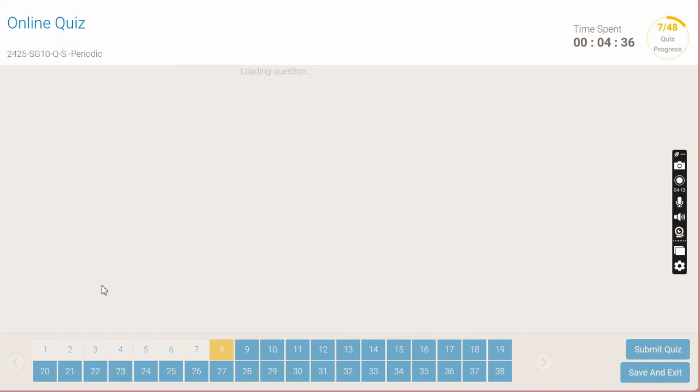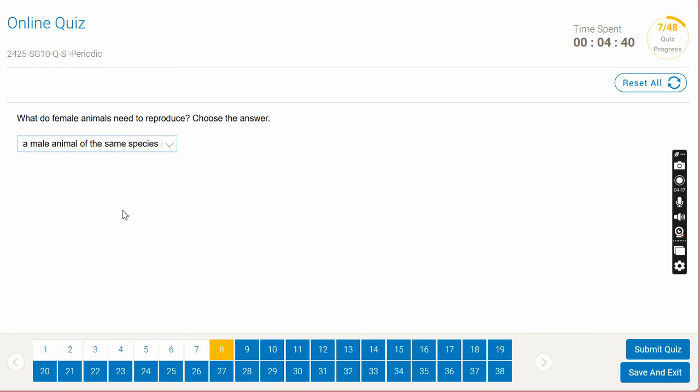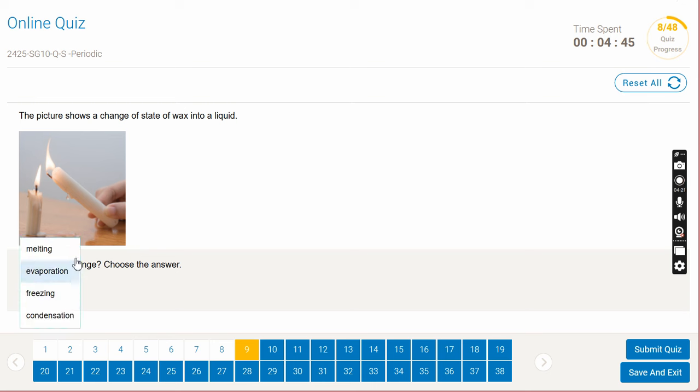Sorry, let's go to 8. What do female animals need to reproduce? A male animal of the same species. Now, what is this strain? It's melting. You can see that also the liquid that's dropping down, that's melting.